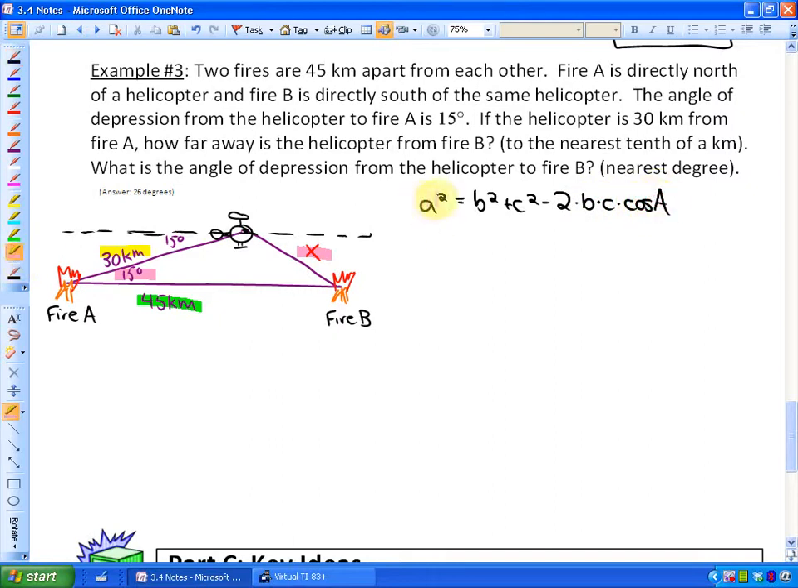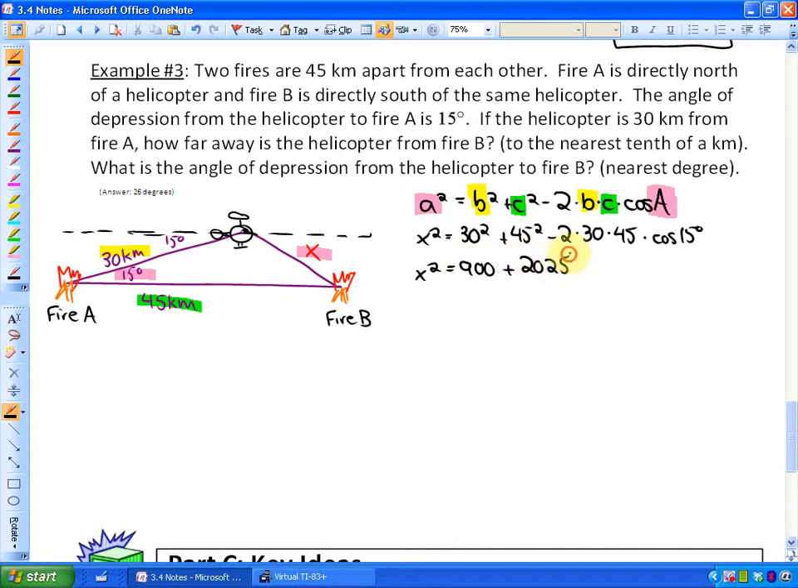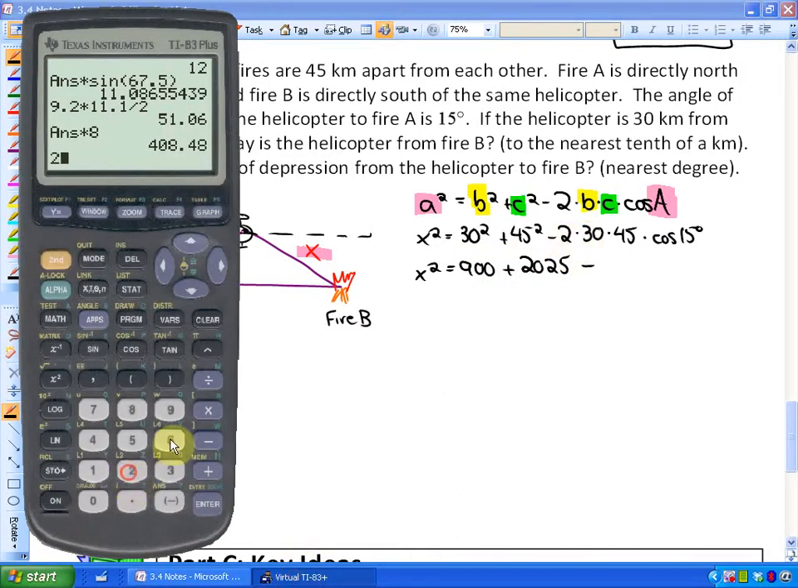In this particular question, 15 degrees is going to be replacing capital A, and x will replace lowercase a, and it doesn't matter where the sides 30 and 45 go as long as they replace sides b and c from the cosine law. So we have here x squared is equivalent to 30 squared plus 45 squared minus the product of 2 times 30 times 45 times the cosine of 15 degrees. Now if we find out those 3 products first, 30 squared is equivalent to 900, 45 squared is equivalent to 2025, and the product 2 times 30 times 45 times the cosine of 15, that's equivalent to 2608.